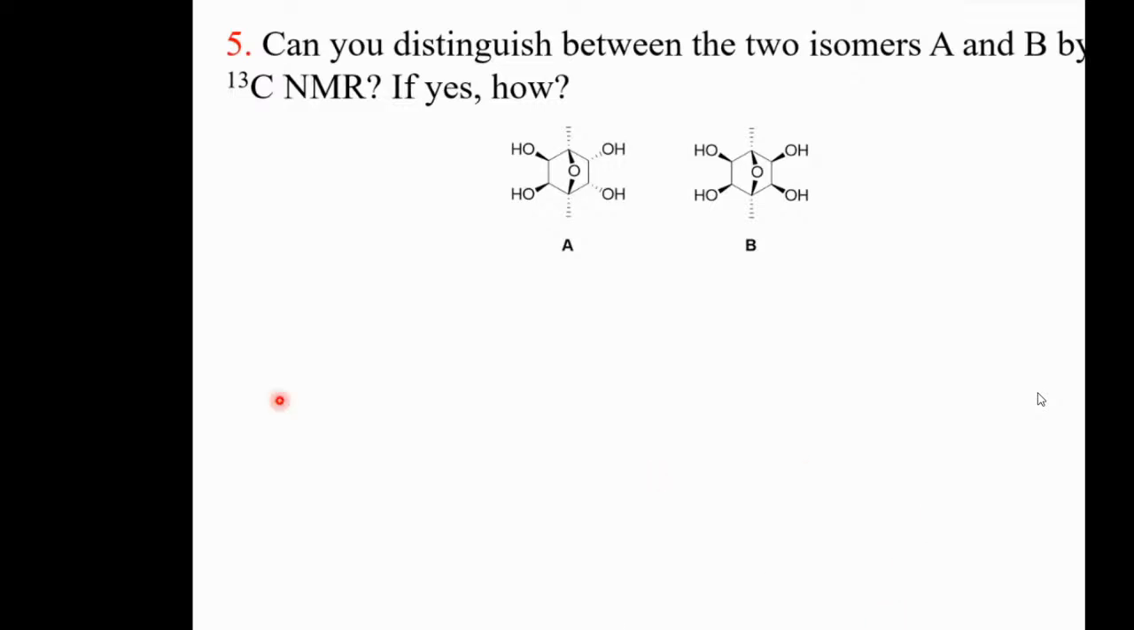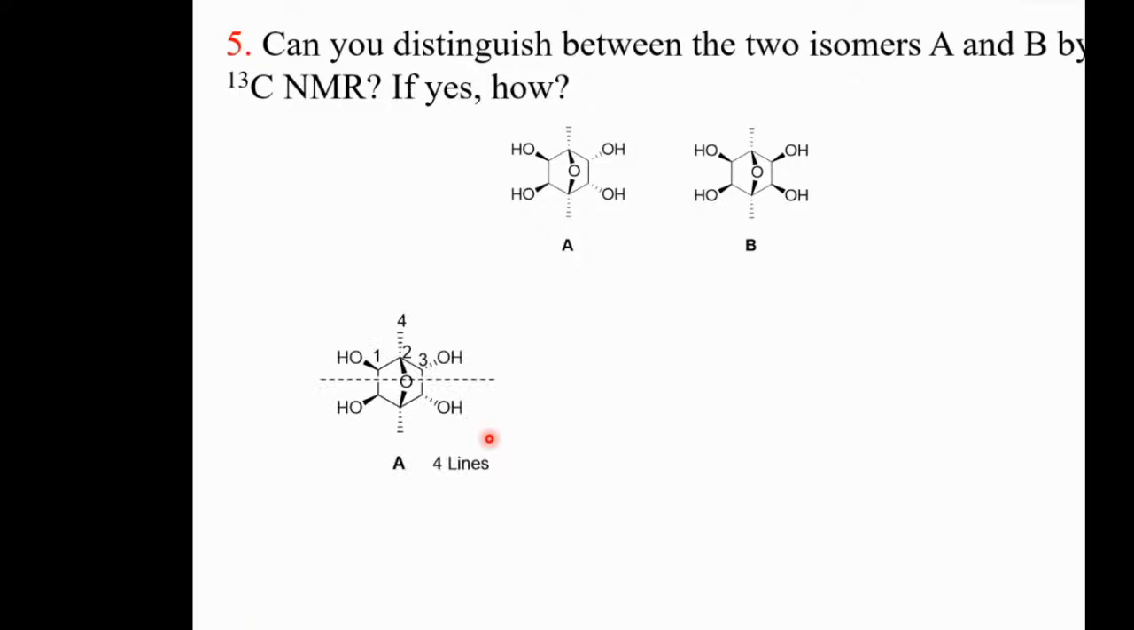Let us take another example. Can you distinguish between the two isomers A and B by 13C NMR? If yes, how? So here you can see the OH groups are below the plane. Here they are above the plane. And the oxa bridge is above the plane. The methyl groups are at the bridge head. Here all the OH groups are above the plane. Oxa bridge is also above the plane. Methyl groups are at the bridge head. Can we make a distinction between these two based on carbon-13 NMR?